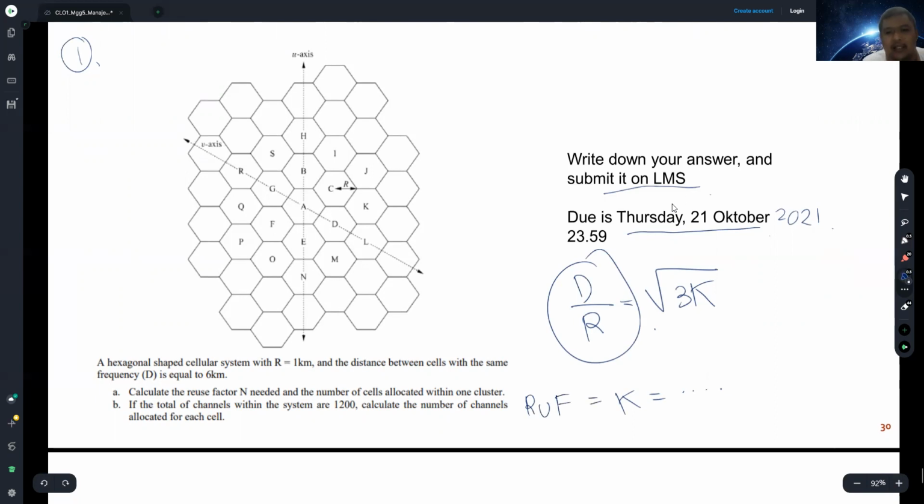Reuse factor equal to K, it's the same. Actually, it's not M, let's say it's K. And the number of cells allocated within one cluster. It's the same question. If the total channels within the system are 1,200, calculate the number of channels allocated for each cell. If the total is 1,000, obviously you could just divide it, right? So the number of channels will be equal to 1,000 divided by K.